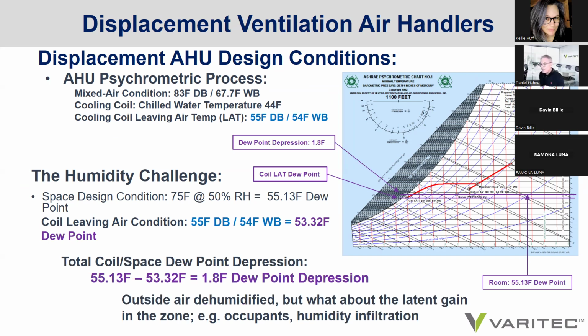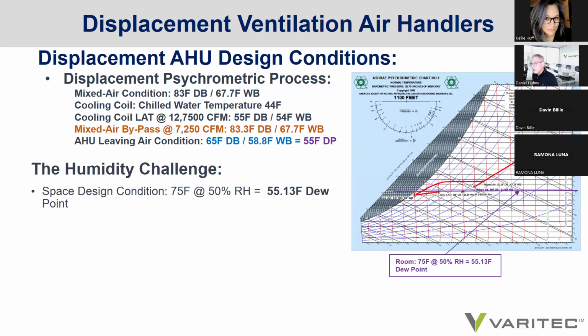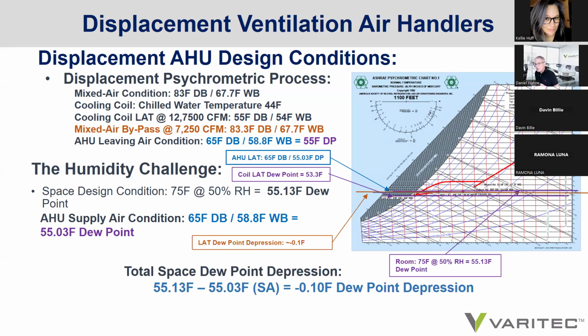Well, probably not, especially if you looked at when you opened up the mixed air bypass section in order to raise the supply air temperature from 55 off the coil to 65. In this example, we're going to bleed 7,250 CFM of mixed air at the mixed air condition into the supply air stream. We look at the psychrometric chart, draw our dew point lines through the space condition, and then we draw our dew point line through the supply air condition at 65 degrees, 58 degree wet bulb, or 59 degree wet bulb. That's a dew point of 55.03.